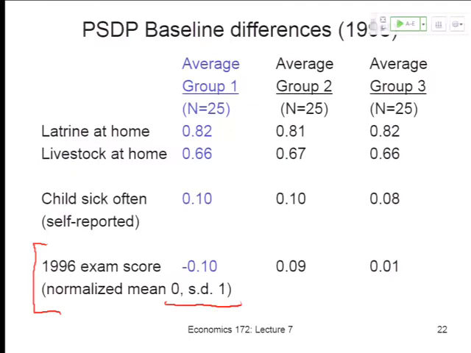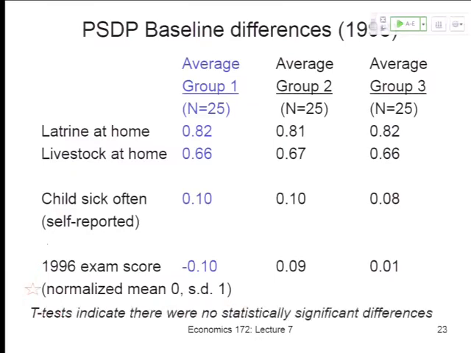0.1 of a standard deviation. And then the average in groups 2 and 3 were slightly above 0. But none of these differences are statistically significant. These are probably just due to sampling variation. So again, the t-tests here indicate that none of these differences were statistically significant.